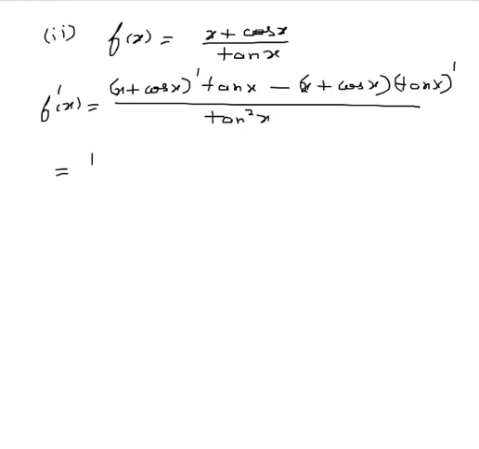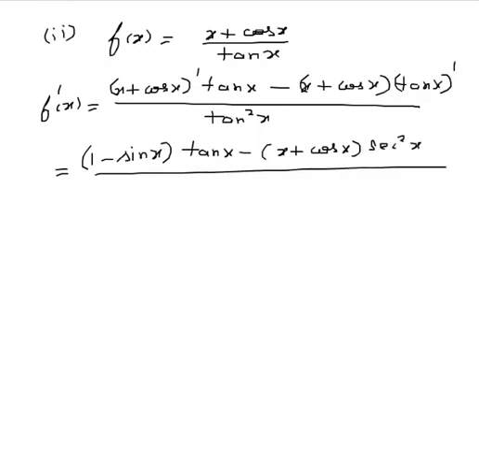Derivative of x is 1. Derivative of cos x is minus sin x, times tan x, minus (x plus cos x) times derivative of tan x, which is secant square x, divided by tan square x. Even if you open the brackets, we cannot simplify. So let us leave it in this form. This is the answer.